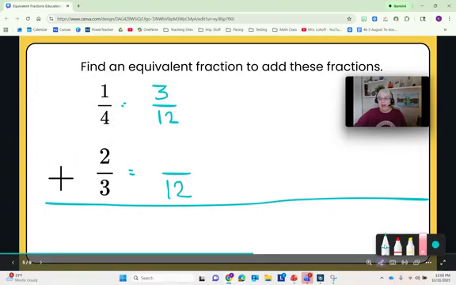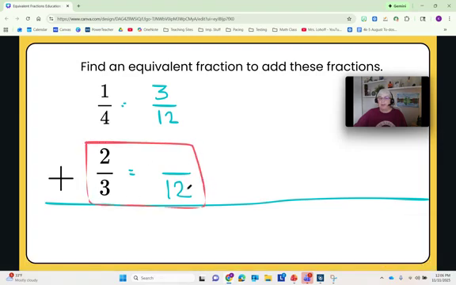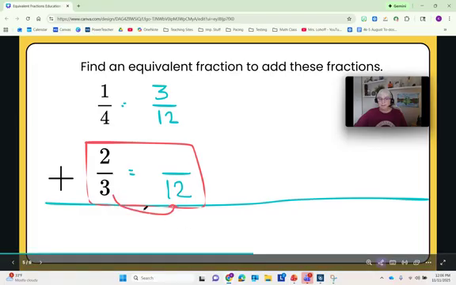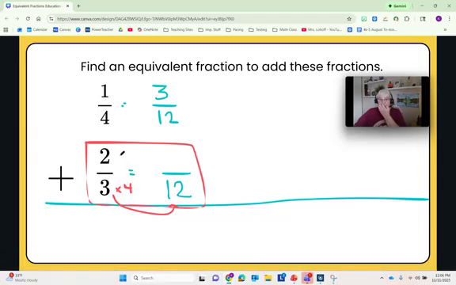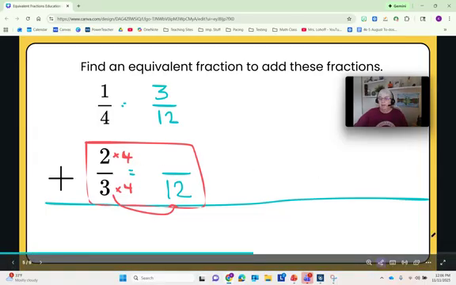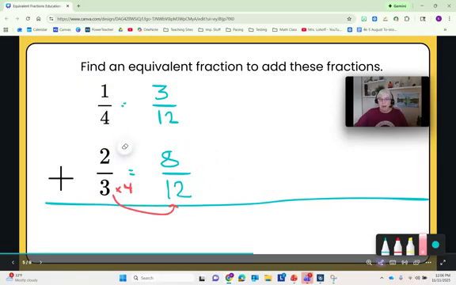Now let's do the bottom fraction. The bottom fraction is 2/3. We want to go from 2/3 to have an equivalent fraction where our denominator is 12. We multiplied 3 times 4. That means I have to also multiply the top by 4. 2 times 4 is 8. 2/3 is equivalent to 8/12.